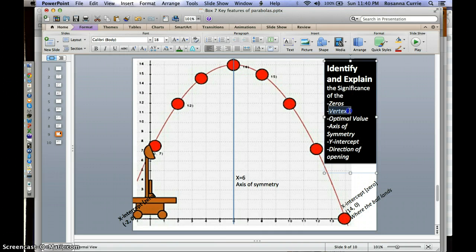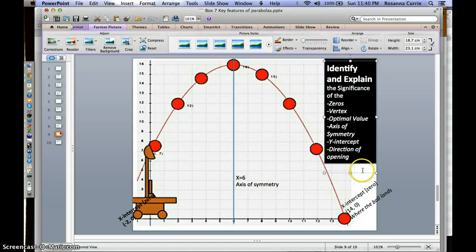Okay, so the next item on our list is the vertex. The vertex is the place on the graph where your parabola goes from increasing to decreasing or from decreasing to increasing. It's the place where it changes direction. So it's right here at the top in this case.